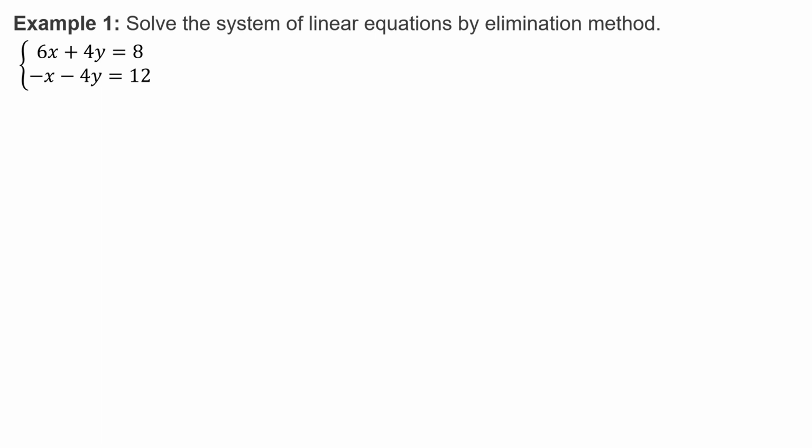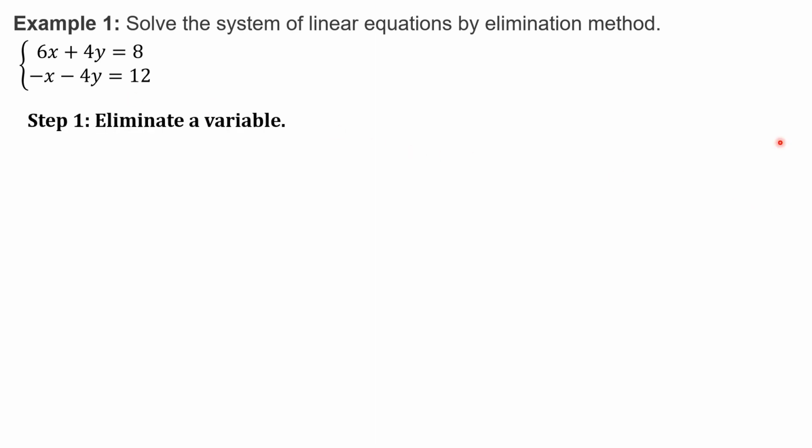For you to eliminate a variable by adding, they must have the same coefficient but different sign. Let us see the coefficient of each variable. So for variable x, we have positive 6 and -1. And as you can see, they are different. Now let's look for y. For y, we have positive 4 and -4, the same coefficient with different sign. So when we add positive 4 plus negative 4, it will give us 0. Therefore, we can eliminate y.